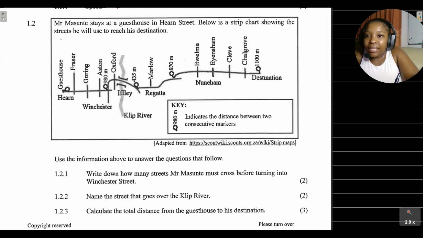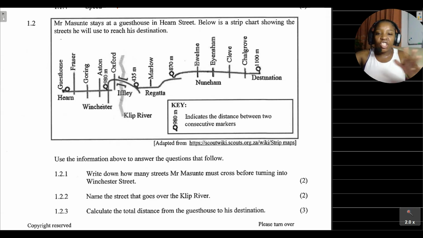It says that Mr. Masunte stays at a guest house in Hearn Street. Below is a strip chart showing the streets he will use to reach his destination. Before we even have a look at the questions, it's very important that we give ourselves 2 minutes, 1 minute, 3 minutes to analyze the strip chart. What is actually happening there? Familiarize yourself with it. Once you've done that, then have a look at the questions and see how you can best answer them.